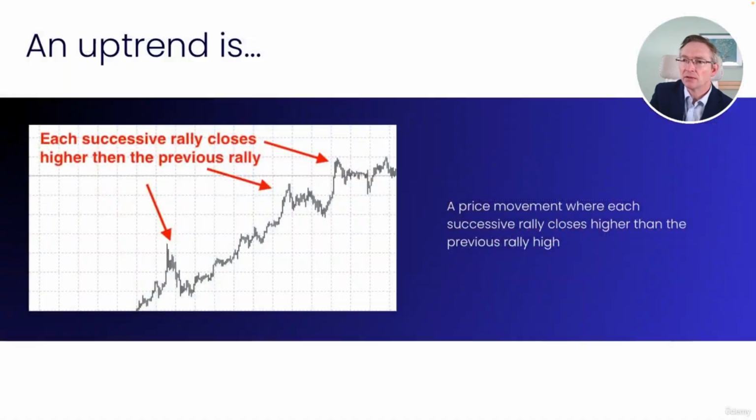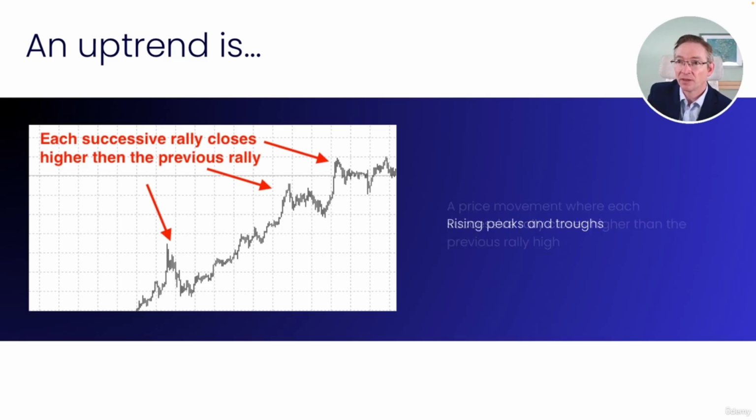Remember this aspect here. An uptrend is basically a price movement where each successive rally closes higher than the previous rally high. So it goes up, pull back, new high, pull back, new high, just like on this chart. Each successive rally closes higher than the previous rally. It's a clear and obvious uptrend, right? Rising peaks and rising troughs. The other way you hear people describe it: higher high, higher low. It's a series of higher highs and higher lows.